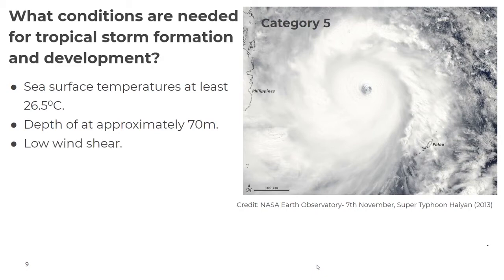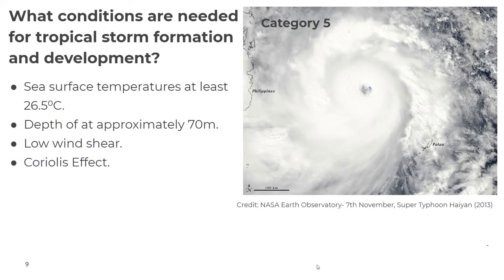Tropical storms also need low wind shear in order to form. That means the winds are constant and stable, and this keeps those storm clouds intact rather than pulling them apart. And in order to rotate or spin, the Coriolis effect is needed.